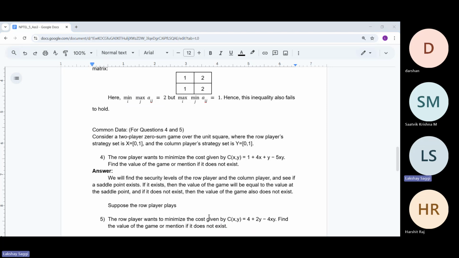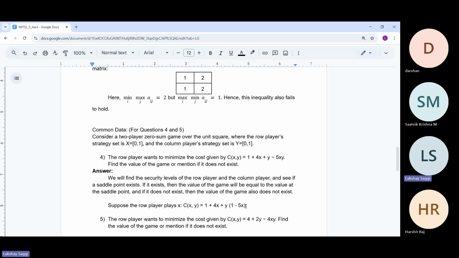So how I thought about this was, suppose the row player plays X, then essentially the payoff for the row player is something like this, 1 plus 4x. And maybe I can take the y out of these two terms as common. So it will be 1 plus 4x plus y times 1 minus 5x, right? So this is the cost incurred by the row player.